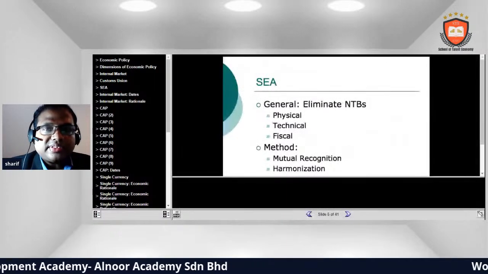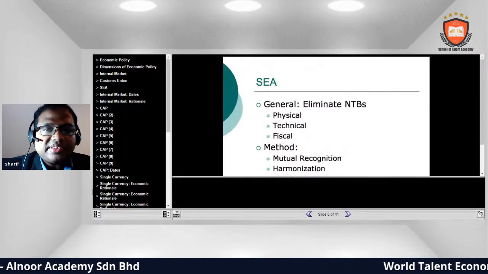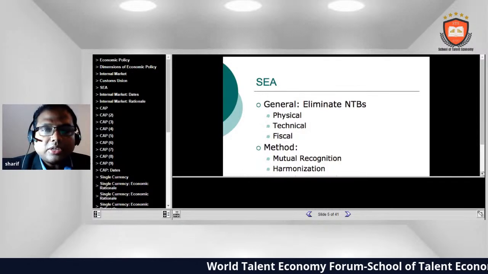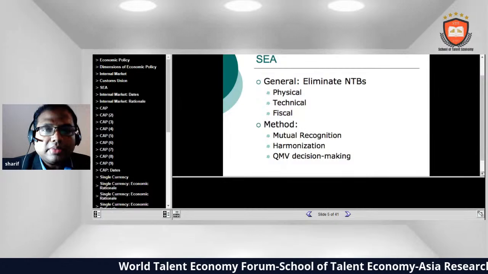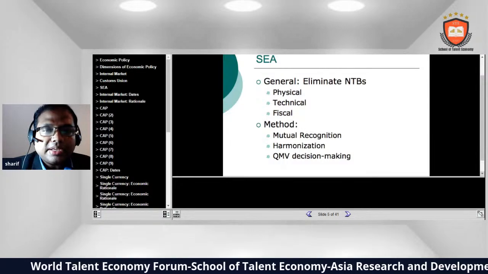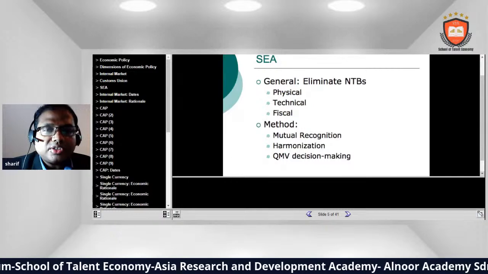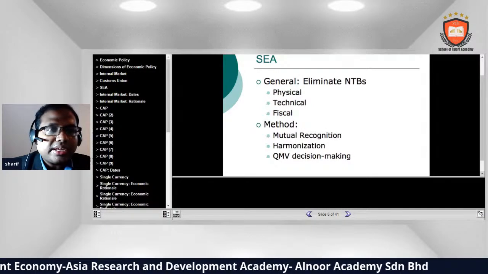Then we have to think about the SEA, which aims to eliminate NTBs: physical, technical, and fiscal. These are the different kinds of barriers the SEA aims to eliminate. Also we have methods: mutual recognition, harmonization, QMV decision making, and so on.